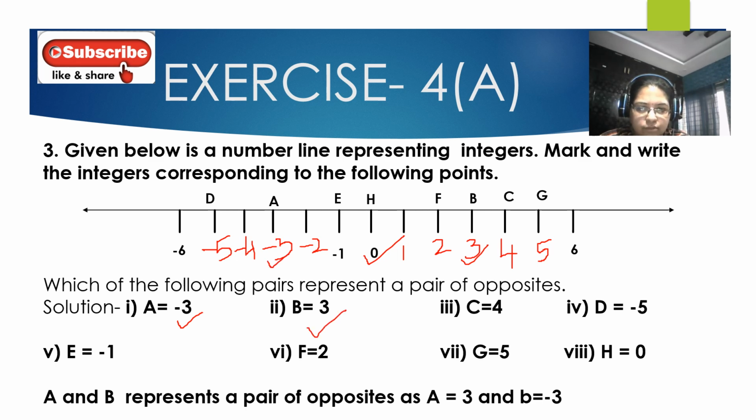C is 4. D is minus 5. E is minus 1. F is 2. G is 5. And H is 0.